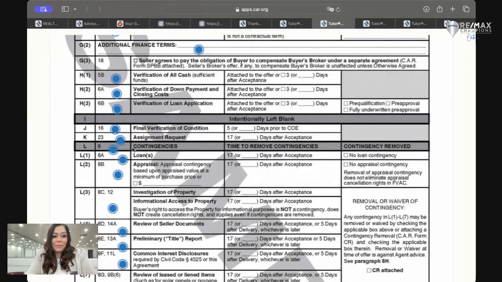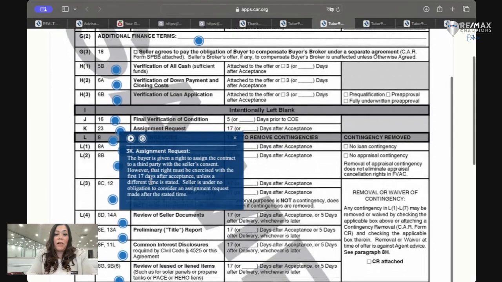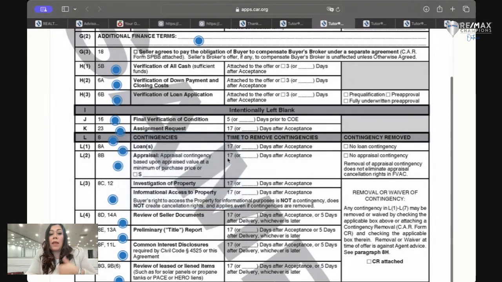Okay, so the assignment request. The buyer is given the right to assign the contract to a third party with the seller's consent. This doesn't happen often at all, but sometimes it does. But the seller is under no obligation to consider the assignment if it's made after the 17th day.